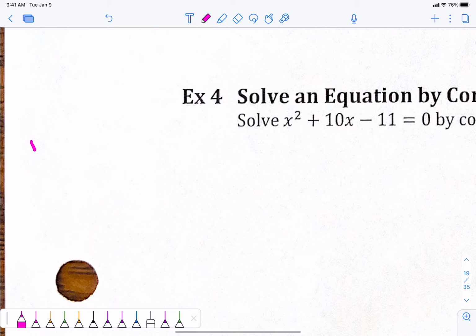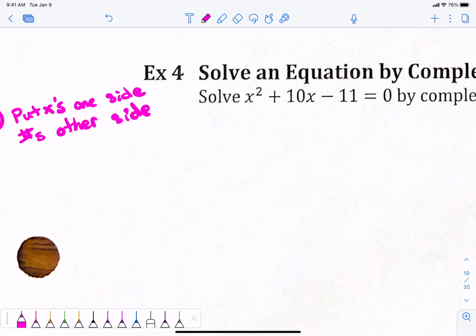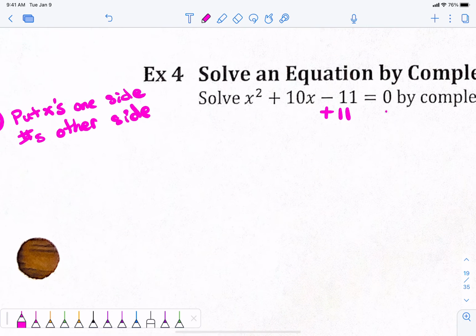Okay, step number 1 is to put the x's on one side and numbers on the other side. That's step number 1. Put the x's on one side, the numbers on the other side. This is the only time you ever do this, when you're completing the square. Usually I want the thing equal to 0, but I'm going to put the x's on one side, the numbers on the other. So what needs to be moved? Plus 11. I'm going to add the 11 to the other side, plus 11, okay? So that gets rid of him over here.